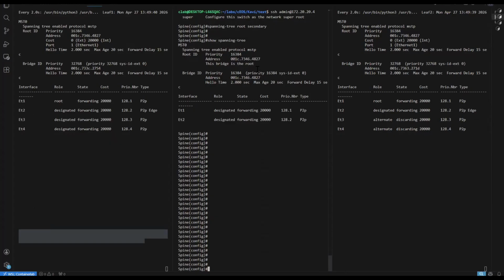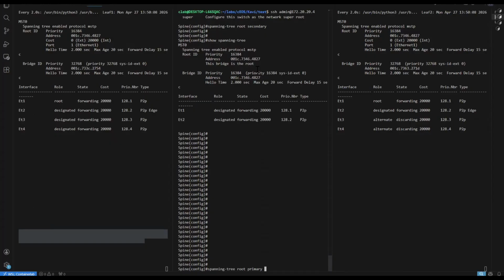But still it is lower. It is the lowest among the three. Let's say some other switch has lower than 16,000, because 16,000 is not the lowest. So what I'm going to do is configure the spine now as the primary. Primary I'm going to configure on the spine now.